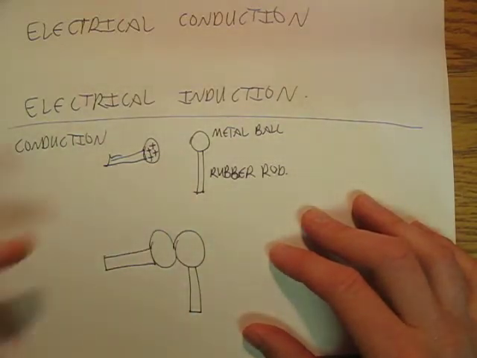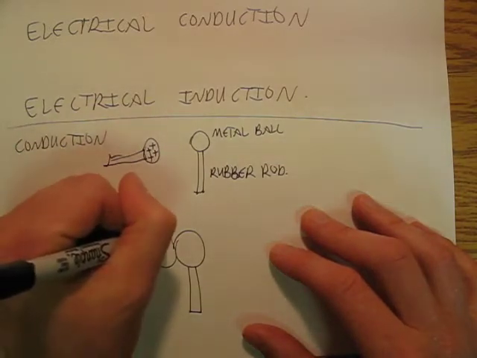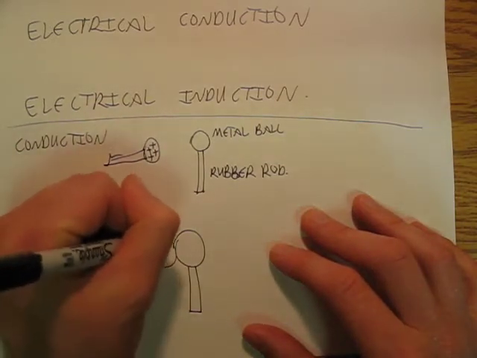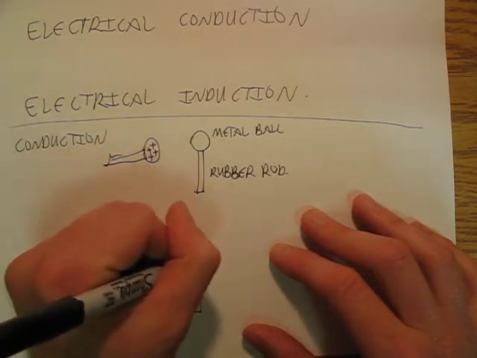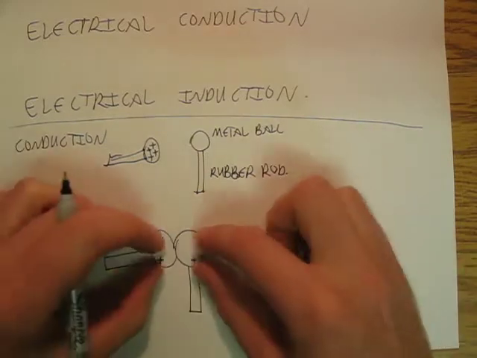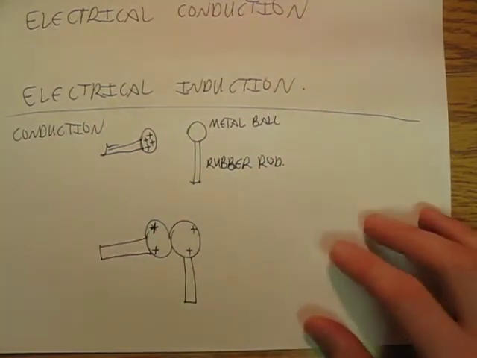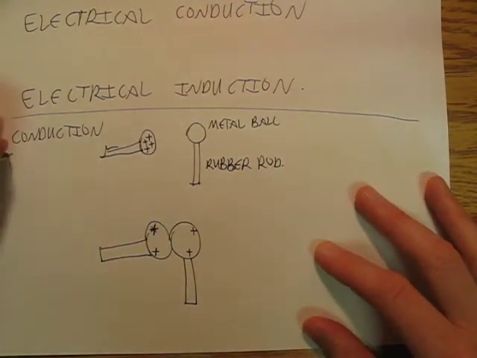now those charges want to get as far away from each other as possible. So 2 of them are going to be left over here, and 2 of them are going to go over to the other thing so that they can get as far away as possible. So conduction is touching.